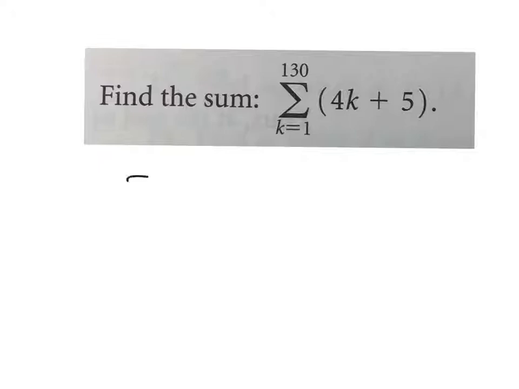So here's what I know. If the bottom number is 1 and the top number is 130, that means there are 130 terms. So I'm going to find the sum of 130 terms, which is a lot, by the way. So you do n over 2, 130 over 2.